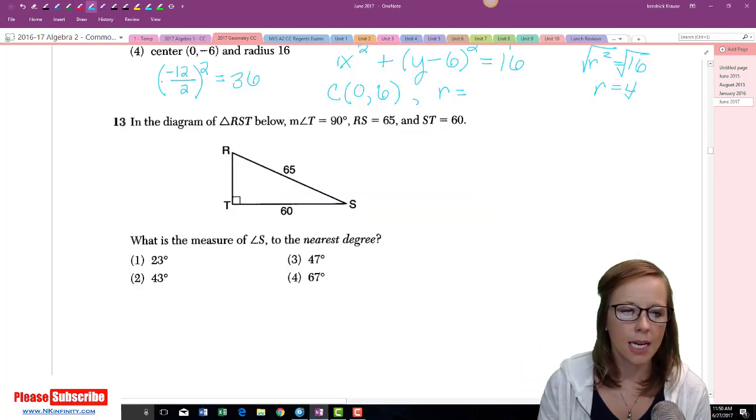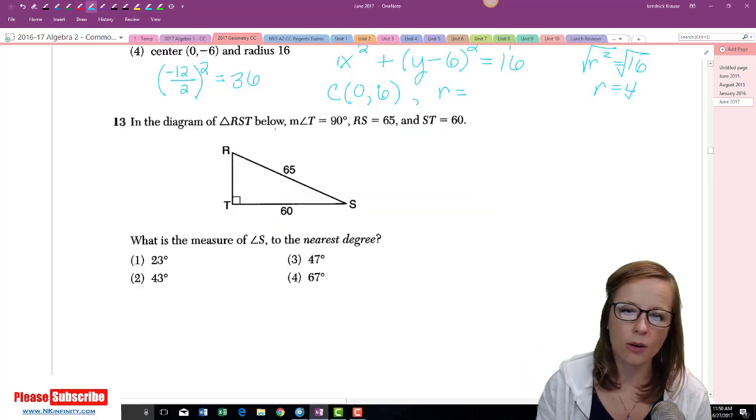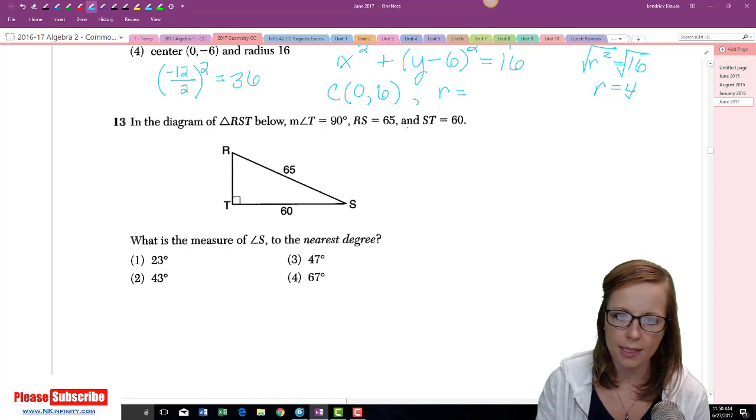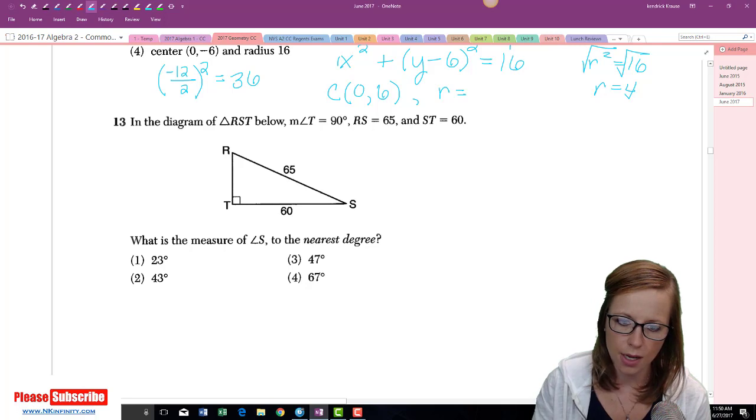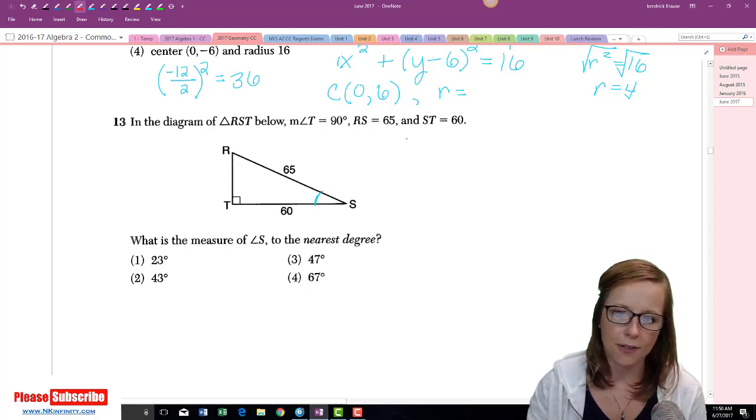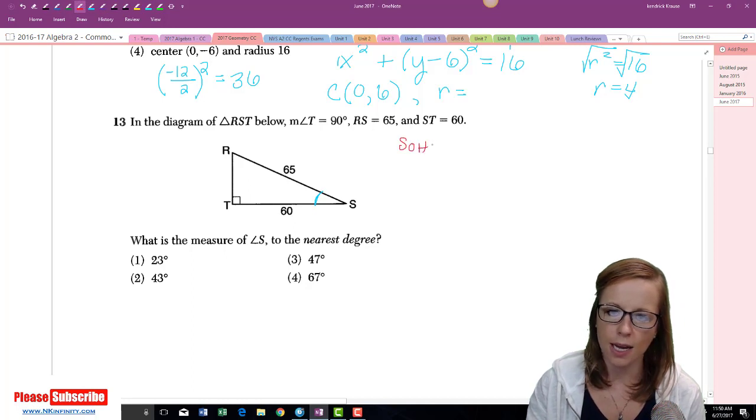In the diagram of triangle RST below, it's a right triangle. R to S is 65, S to T is 60. What is the measure of angle S to the nearest degree? Well, this is where we're going to use our trig stuff. So you probably need to write this down, SOHCAHTOA.